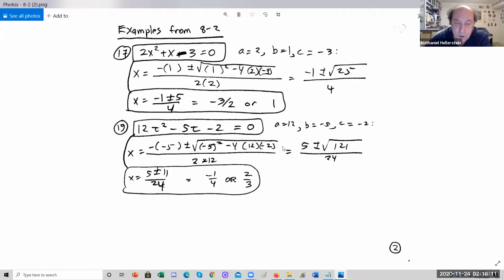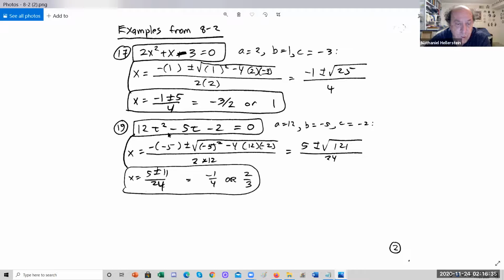2 times 12 is 24, minus a negative 5 is plus 5. And this is the most annoying to work out, and it's 121. 5 plus or minus root 121 over 24. Now, root 121 is 11, so we have 5 plus or minus 11 over 24, which, if you work out the arithmetic, is minus a quarter or 2/3. Those are the solutions to this.